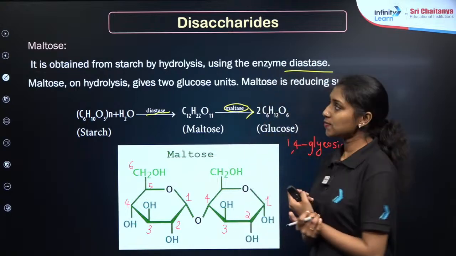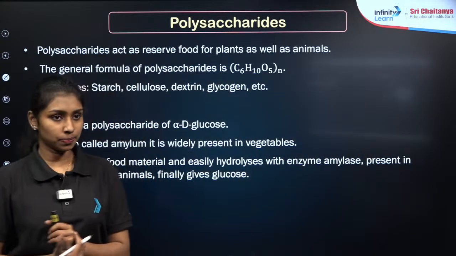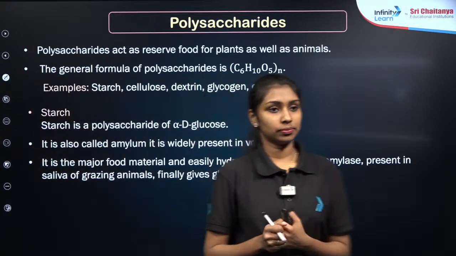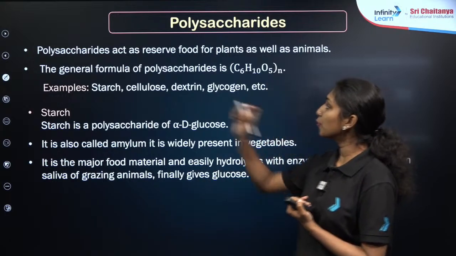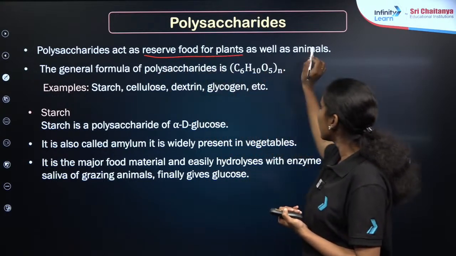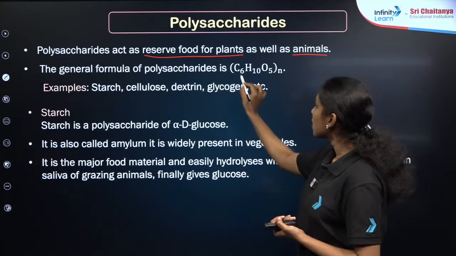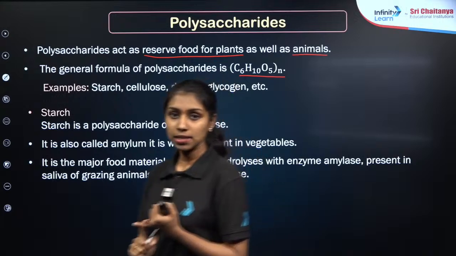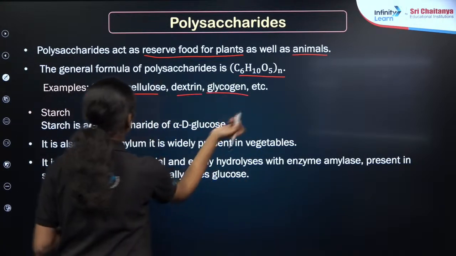We have to discuss the structure of polysaccharides also. We will start with starch. Polysaccharides act as the reserve food for plants as well as animals. The general formula of polysaccharides is C6H10O5 n times. General examples are starch, cellulose, glycogen, dextrin, etc.